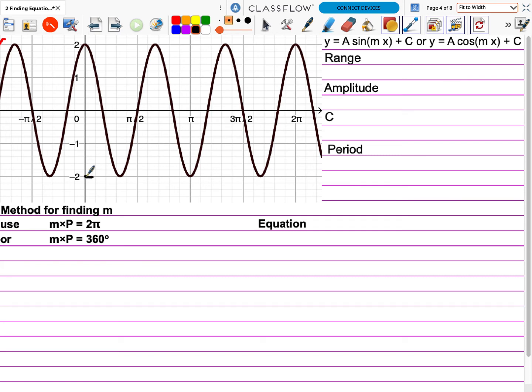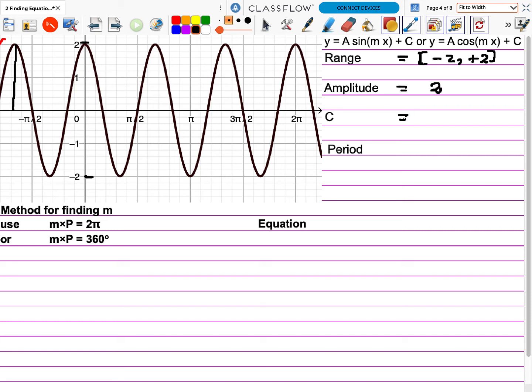Well, the lowest y value for this curve is -2. The highest y value for this curve is +2. So we now know the range is running from -2 to +2, a closed interval of -2 to +2. The altitude is from the middle line to the topmost point, which is a distance of 2. So we've got the altitude as 2.